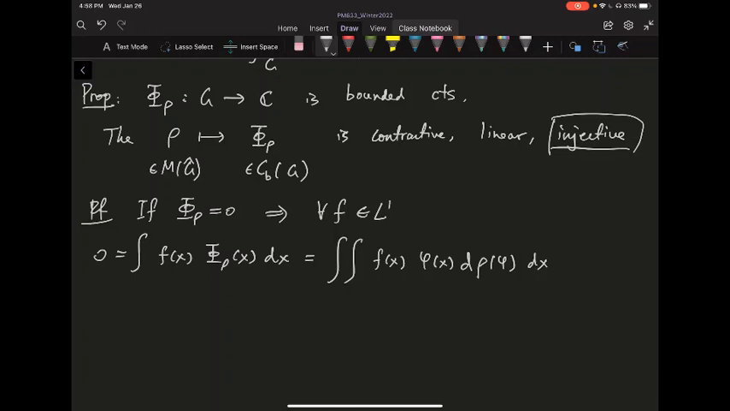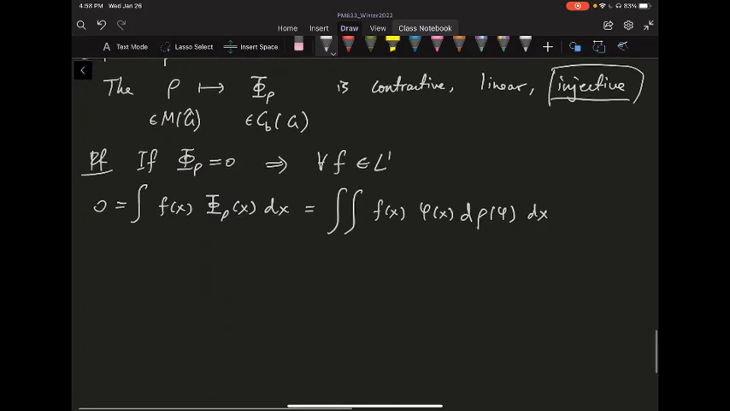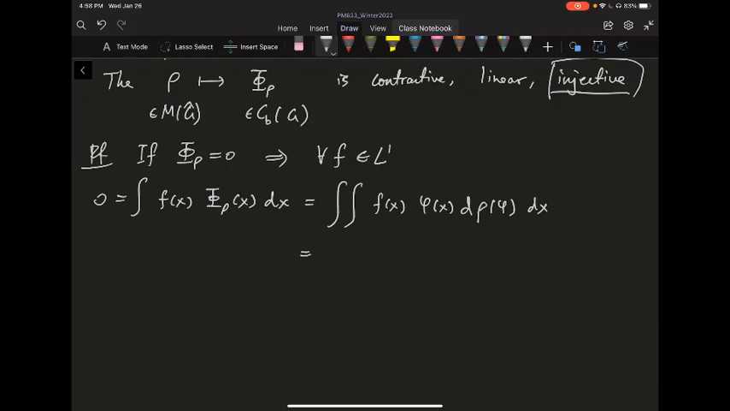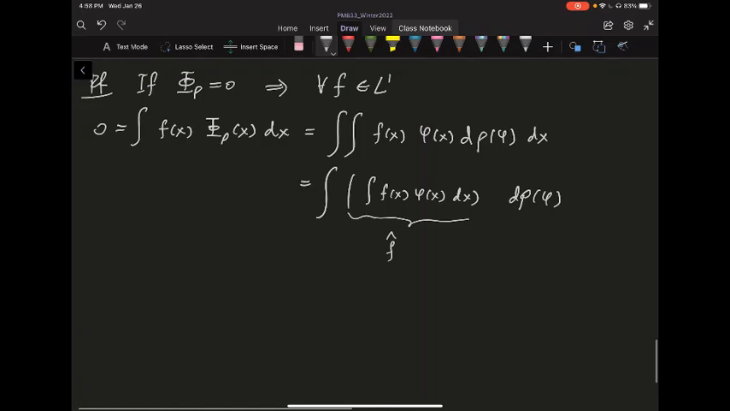Well, now if you look at this, if you integrate against x first, let's switch the order of the integral. So if I integrate f(x) φ(x) dx, and then I do the dρ of φ, then you realize whatever is inside here looks like a Fourier transform of f. It's not the Fourier transform evaluated at φ, but actually at φ inverse. Because here I don't have a conjugate over the φ, so this is essentially the Fourier transform of f evaluated at φ inverse. So the integral of that is always equal to 0.